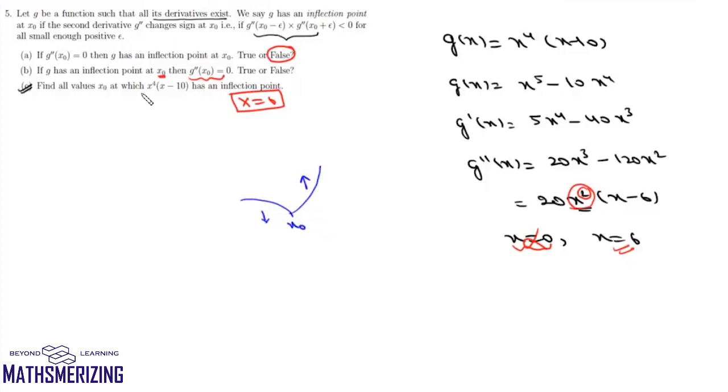But in this question, it is given that g is a function such that all its derivatives exist. Now for this function, if all the derivatives exist, then its second derivative will be continuous. And if the second derivative is continuous, then this product is less than zero. Then g double dash x changes sign from either positive to negative or negative to positive. So it simply means that at x naught, the second derivative must be zero. So for a general function, it may not be true, but for this given condition, this statement will be true. So the answer will be false, true, and the point of inflection for this function x to the power 4 (x minus 10) is at x equals 6.